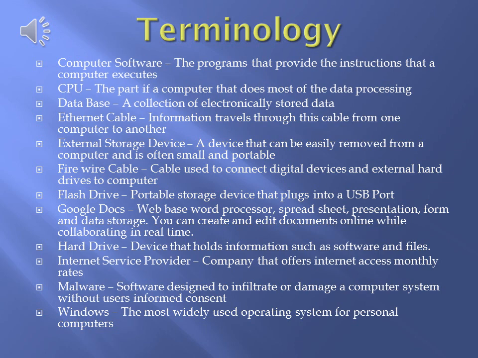A database is a collection of electronically stored data. An Ethernet cable is information that travels from this cable from one computer to another, and it also allows you to get connected to the World Wide Web. An external storage device is a device that can be easily removed from a computer and is often small and portable. A firewire cable is used to connect digital devices and external hard devices to your computer. A flash drive is a portable storage device that plugs into a USB port or an HDMI.